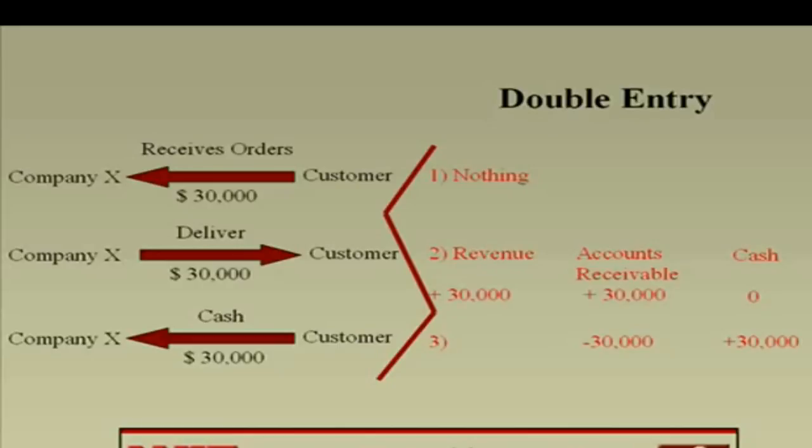When the company gets the cash, cash increases by 30,000. And now the customer doesn't owe you anything, so accounts receivable decreases 30,000. So at this point, the double impact is cash plus 30,000, accounts receivable minus 30,000.